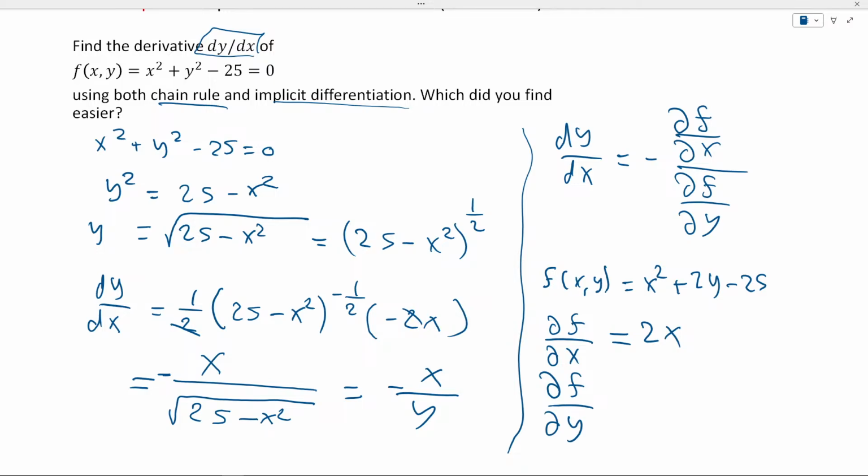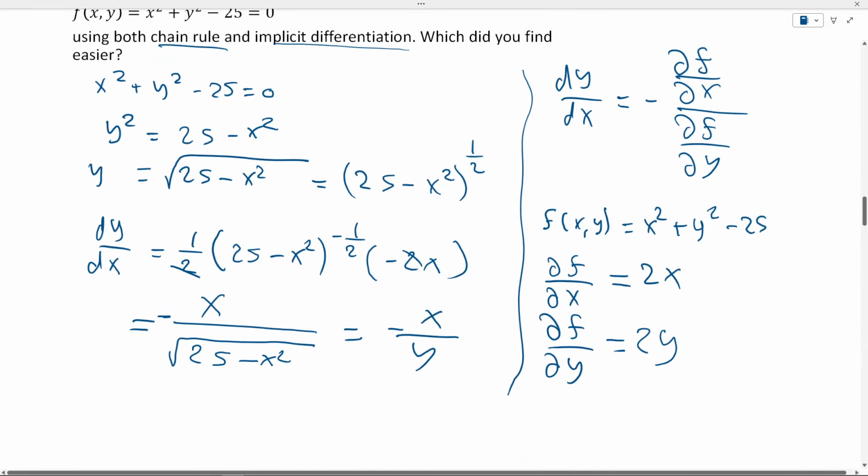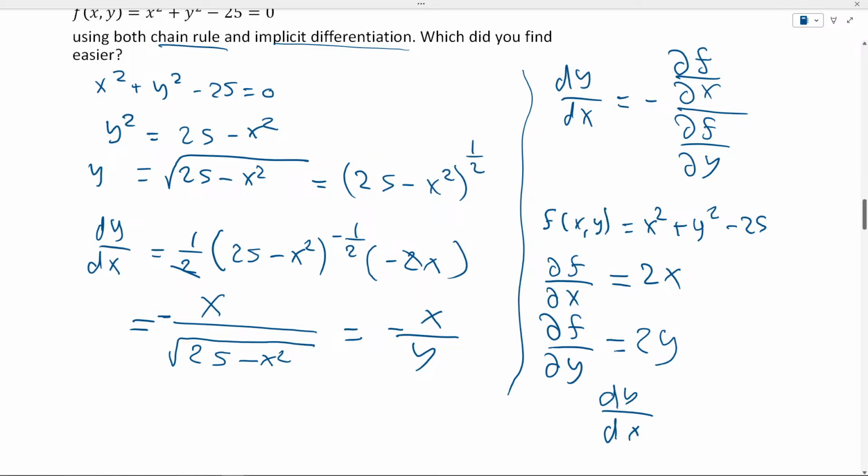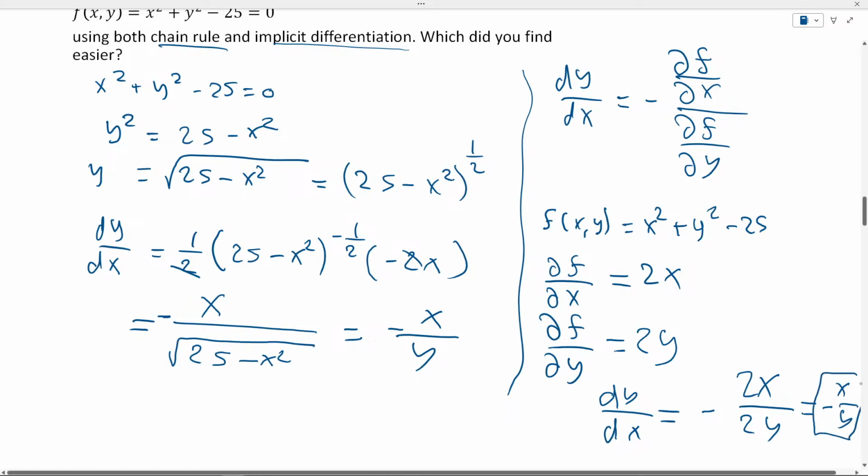Here, what's my y squared? This is y squared, and that will be equal to 2y. So what is this guy? That would be dy over dx, which would be minus 2x over 2y. And that would give me minus x over y. So you see, I got the same answer, but this is much easier.